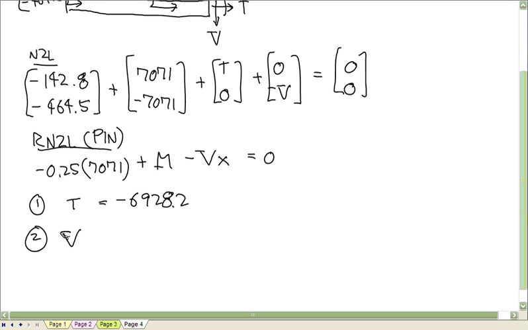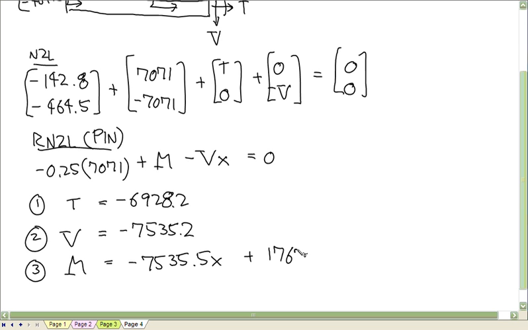Second, the shear force, I got negative 7535.2. Is that right? And bending moment, now we have this linear function with a constant in it, negative 7535.5x plus 1767.75. You get the same thing? Anyone get something different from that?